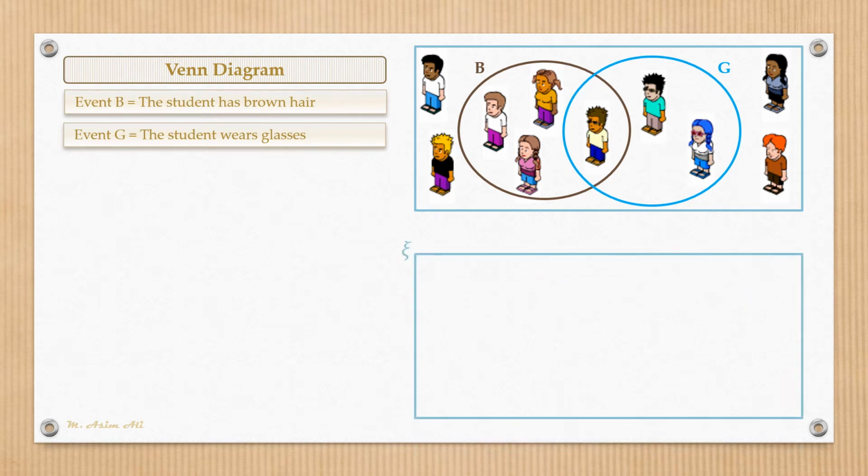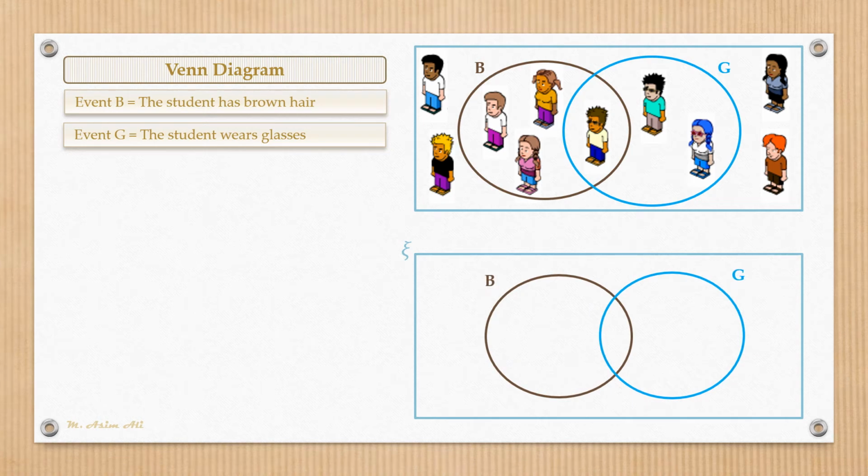First of all, we will draw again the universal set, and this baby sign denotes the universal set. It's a Greek letter. The letter B will denote the students who have brown hair, and the letter G will denote the students who wear glasses.